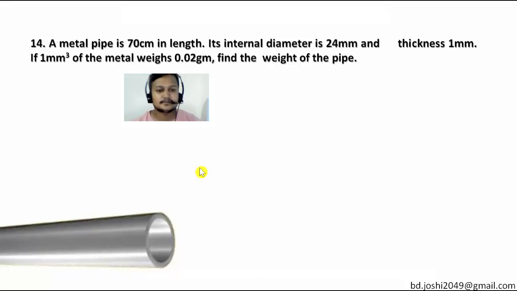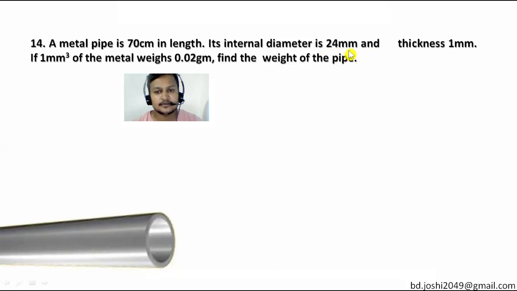We are in the case of a question related to a hollow cylinder. The metal pipe is 70 centimeter in length. The length of this pipe given in the figure is 70 centimeter.